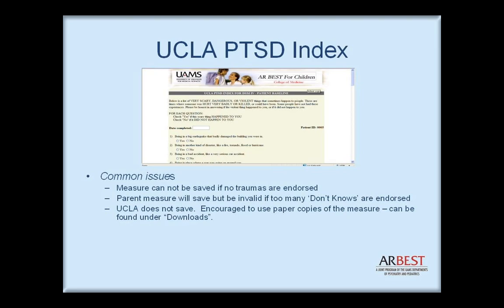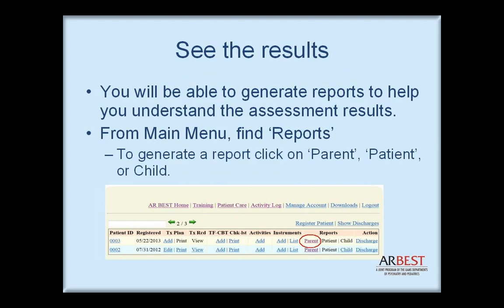So, you were able to do a UCLA with a parent, and now we're going to go over just an example of what a report might look like. And your report is going to be found under the, in this case, parent is highlighted. So this is where the report, if you did a patient report or a patient UCLA, patient would be highlighted. You'll just click on that.